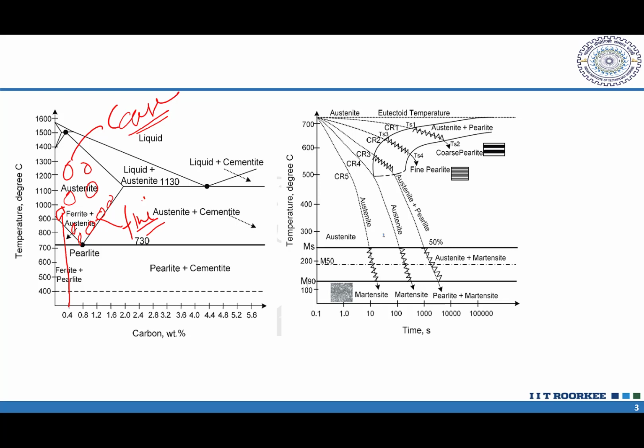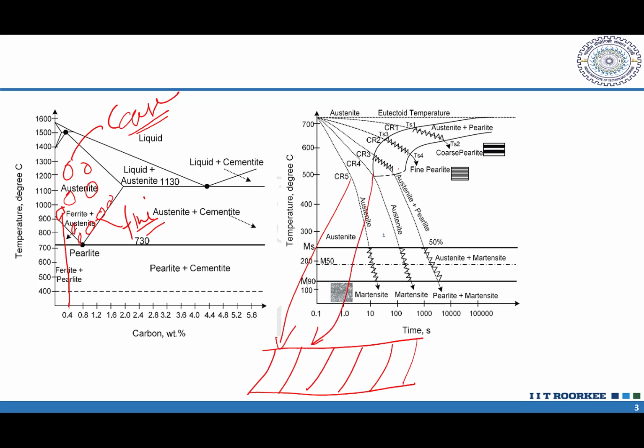Since the weld thermal cycle encountered at different locations is different, it is possible that this is corresponding to this location, CR4 is corresponding to this location, CR3 is corresponding to this location, like this. Since the cooling rates and peak temperatures encountered in the different locations are different, at each of these locations you may find different microstructural transformation. I hope you can relate it. Somewhere you will have coarse pearlite, somewhere fine pearlite, somewhere pearlite plus martensite, somewhere complete martensite, like this.